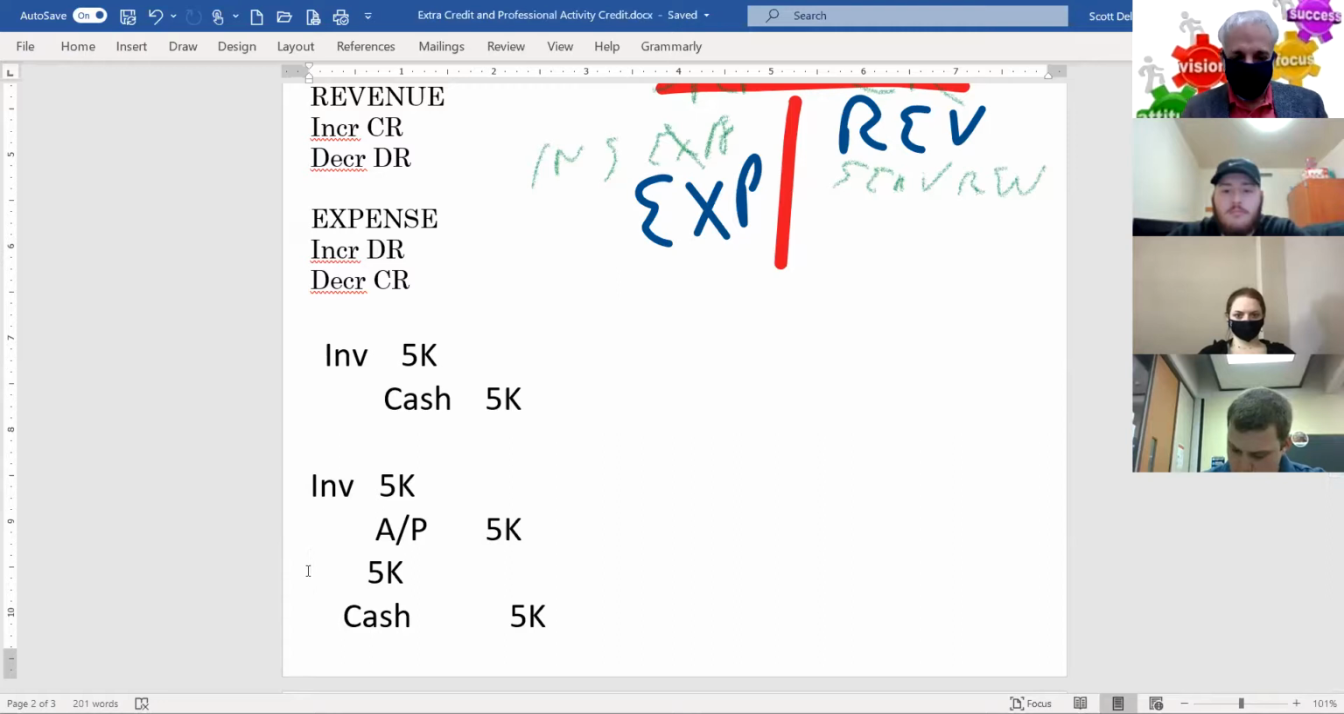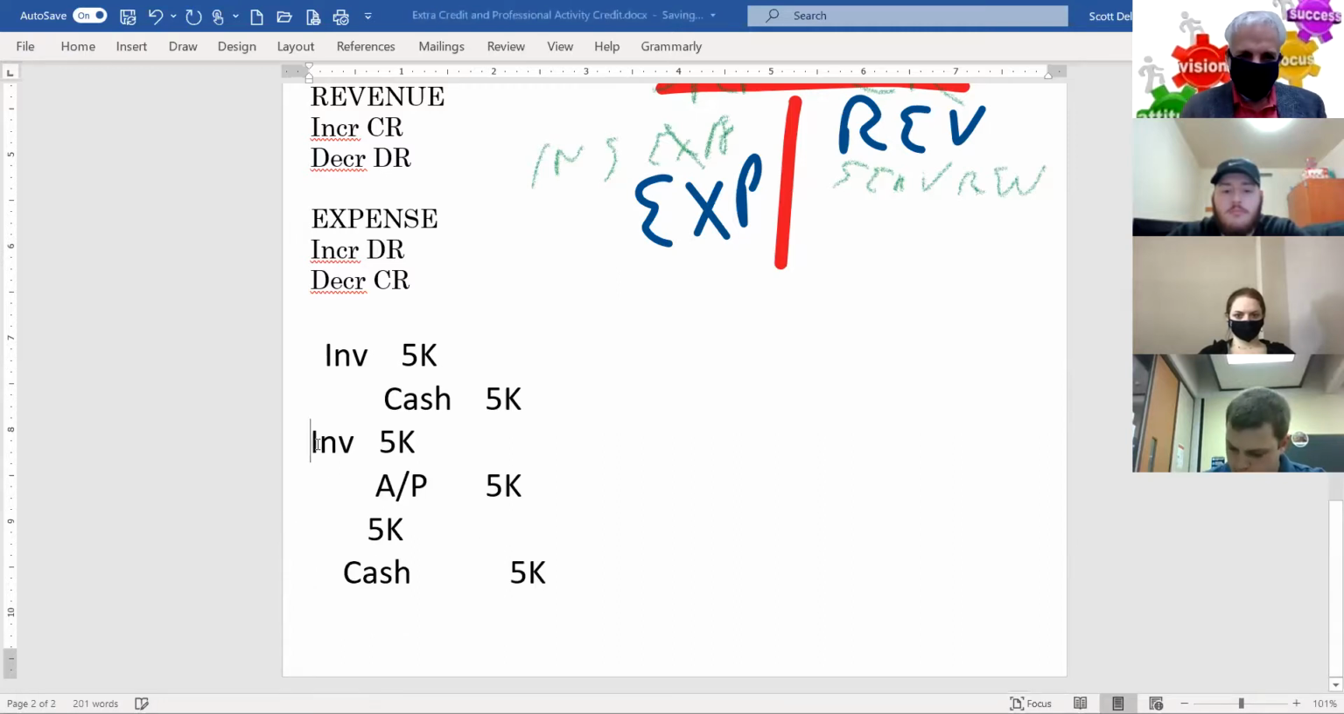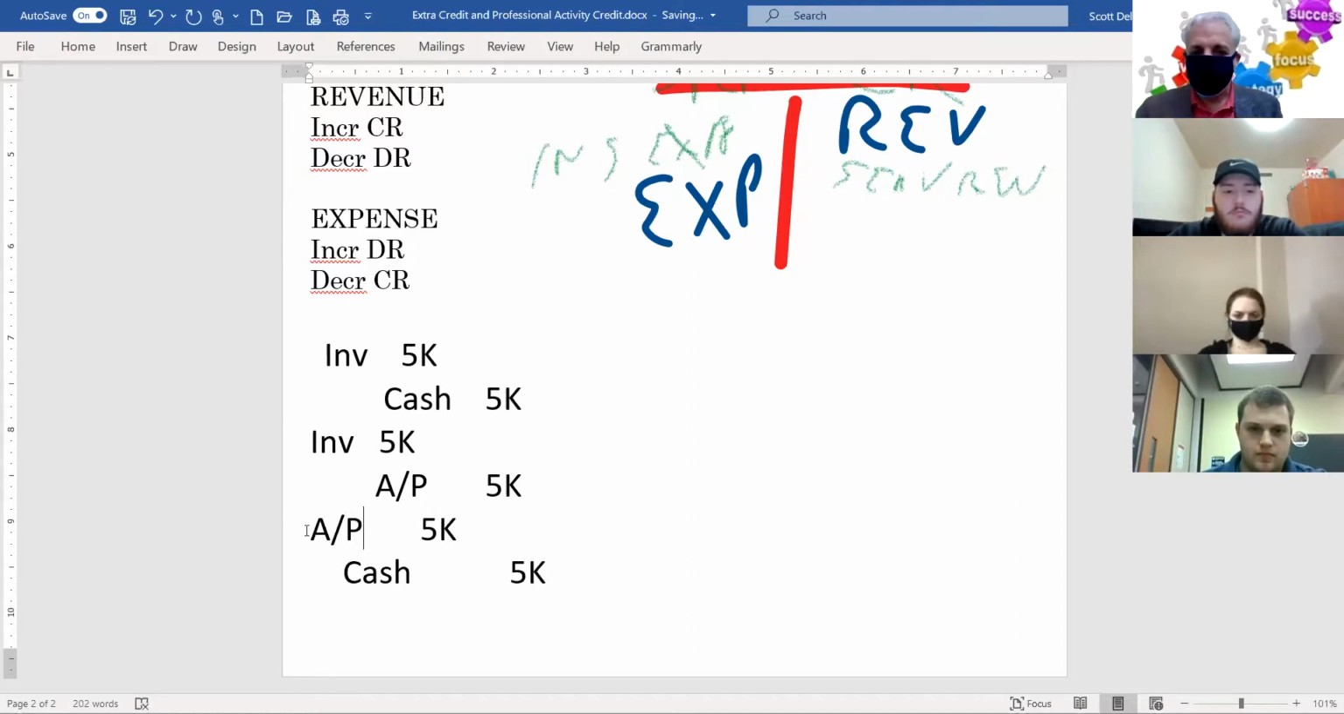Now, based on the previous transactions, if you look up here, you say, okay, this is a second entry. Bought inventory and accounts payable. How much am I going to owe after I pay this bill? Zip, zilch, zero. I'm going to owe nothing. So I'm going to clear my accounts payable.